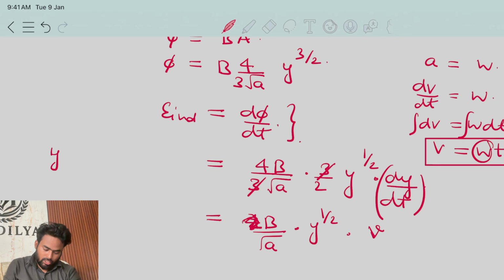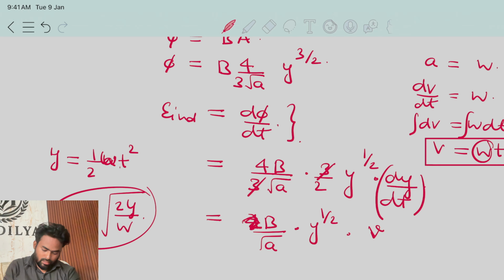Now if you talk about distance covered in y direction, it is going with acceleration. Initial distance is 0, and it is sliding upward. So we can apply the formula half w t square. In place of time I can write root 2y by w. And so velocity, w into t, will become root 2yw.